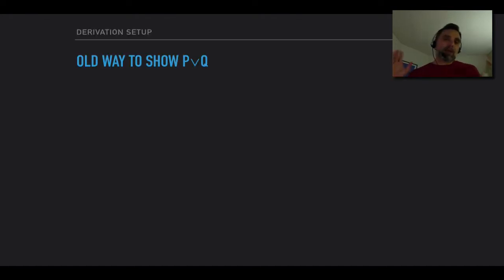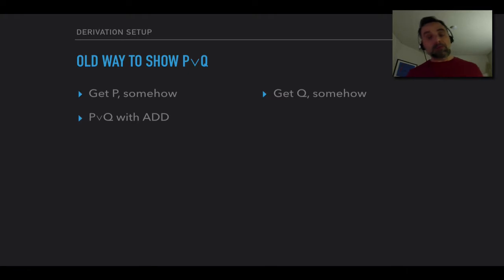So the old way, if we had a show line that was P or Q, what would we do? Well, somehow or other we would get P, who knows how, and then we would apply addition and we'd get P or Q. Or maybe instead we get Q somehow, and then we'd again create P or Q with ADD. And in either case, we could then do a direct derivation.